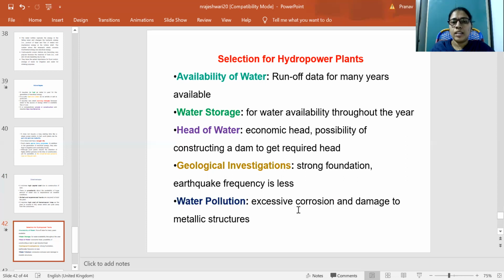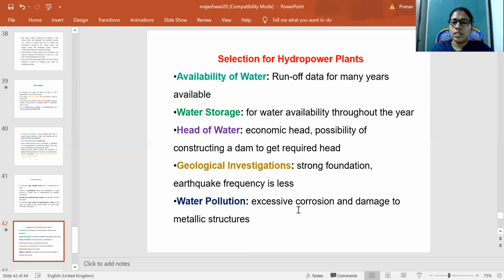hydroelectric power plant selection. And geological investigations: a strong foundation is needed, and earthquake frequency should be low for the selection of a hydropower plant. Because if any earthquake is present, then the dam may break, which is not good for locating and installing the hydroelectric power station. So geological investigations are main factors for selection of hydroelectric power stations.